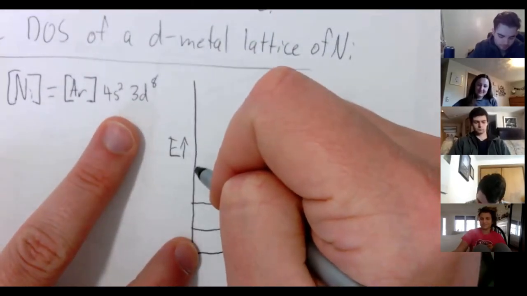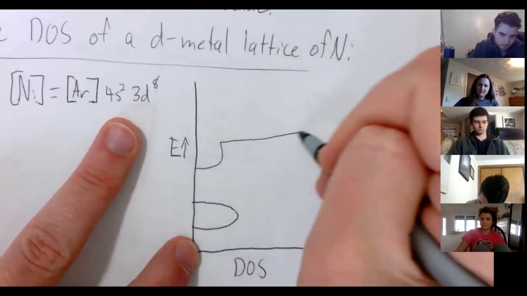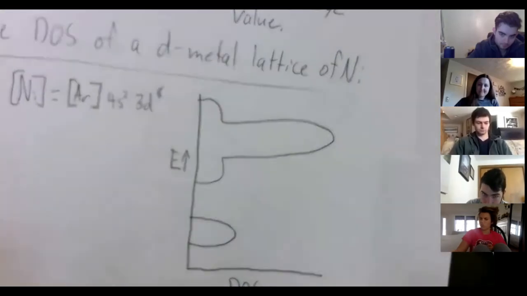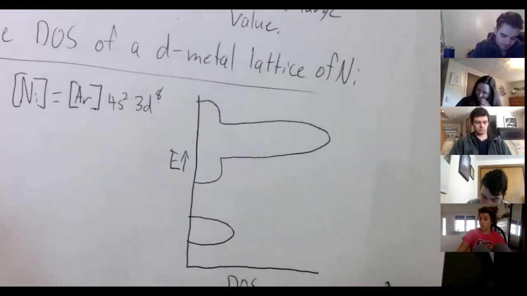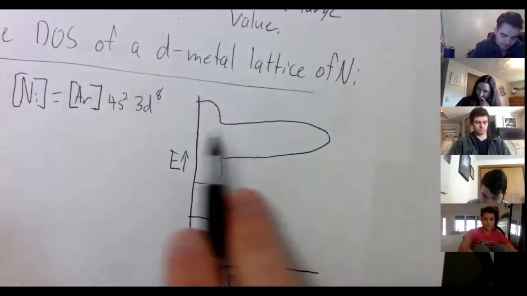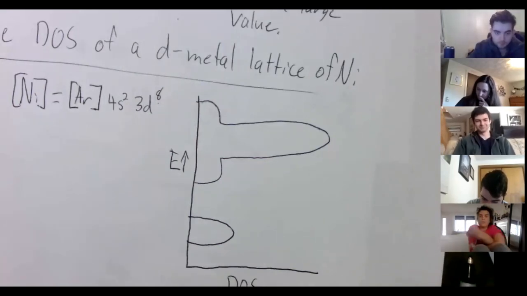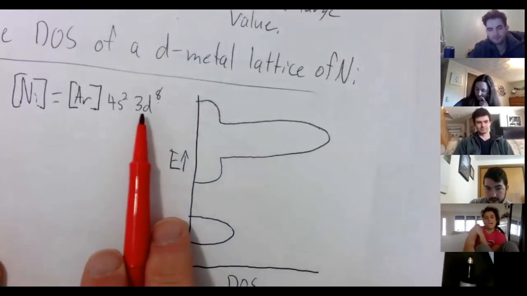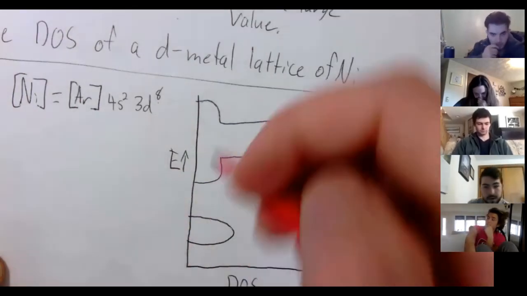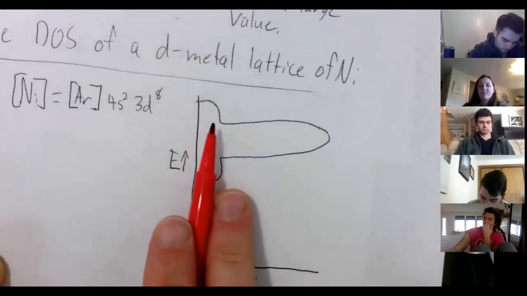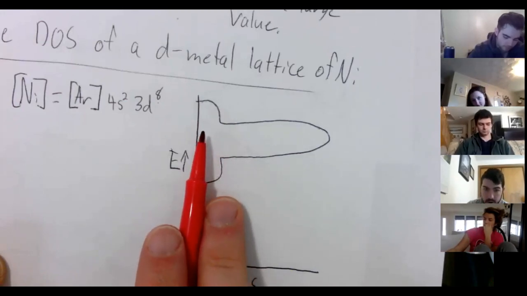So let's try and draw that. We're going to get something that looks like that. That's meant to be a peak. Okay. Now, where are we going to put the Fermi level? How many d electrons do we have? Eight, yeah. So how much of this should be filled? Over half, yep.